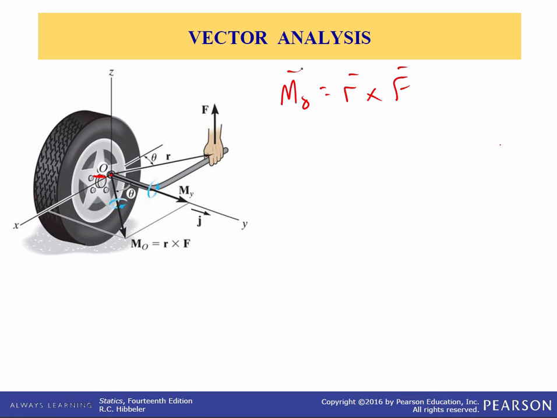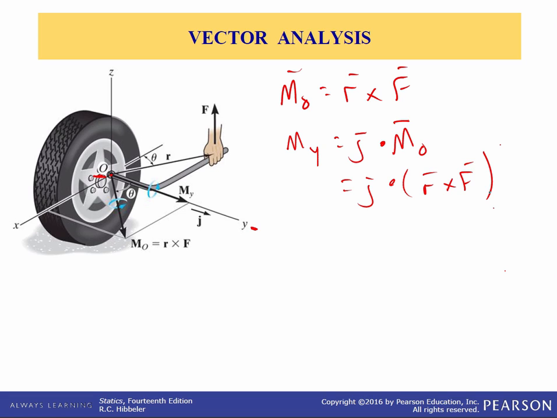Now the component M sub y along the y-axis is the projection of M sub O onto the y-axis. And it can be found by using the dot product that we discussed in chapter 2. We can get M sub y is equal to the unit vector j dotted with the moment vector. And that's equal to j dot r cross F.